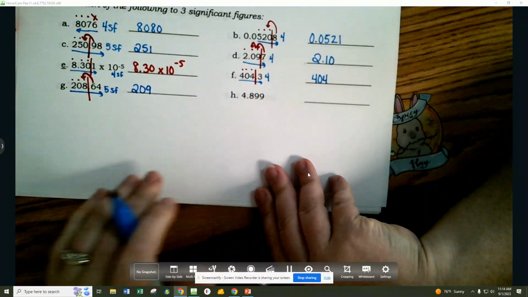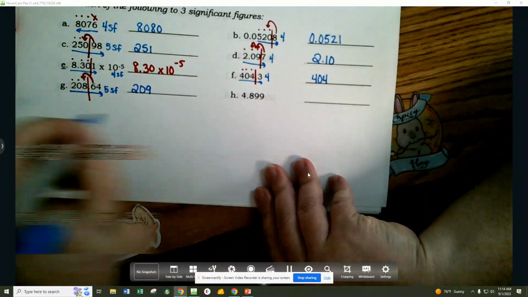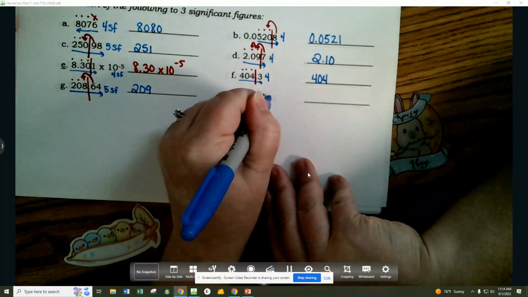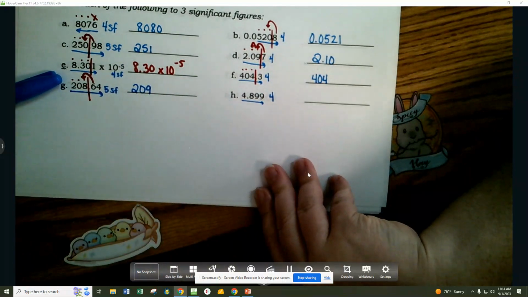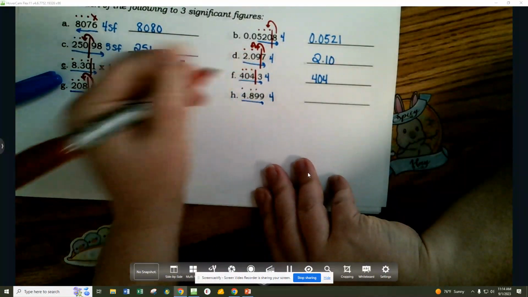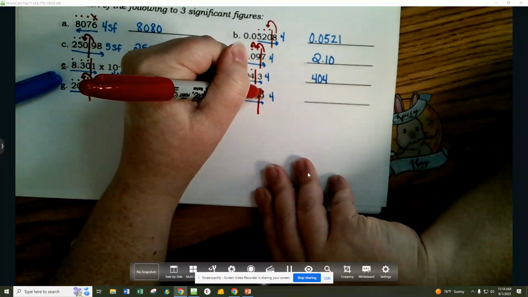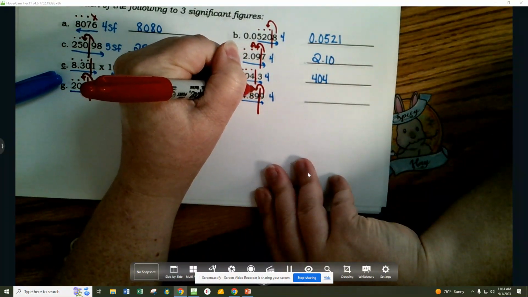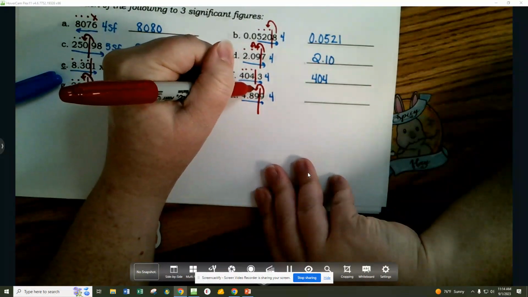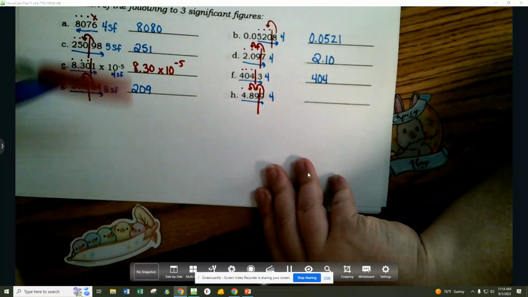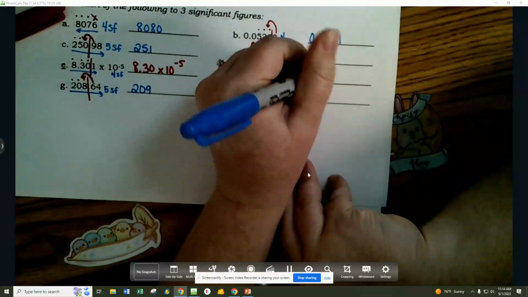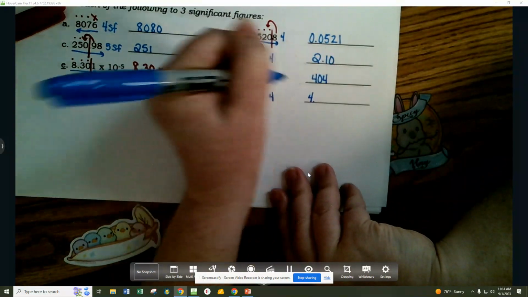In H, we have 4.899. In total, with the Pacific rule, there is 4 sig figs. Okay. We can keep the ones, the tenths, and the hundredths. Looking at that thousandths place, it's going to round. And like letter D, what happens here is that 9 then rounds the 8. What we end up with initially then is 4.9.